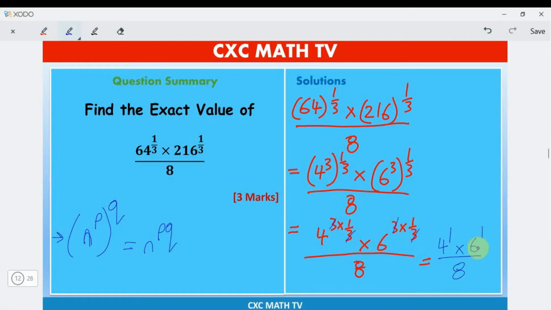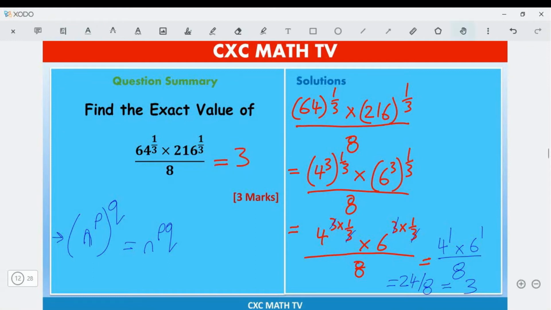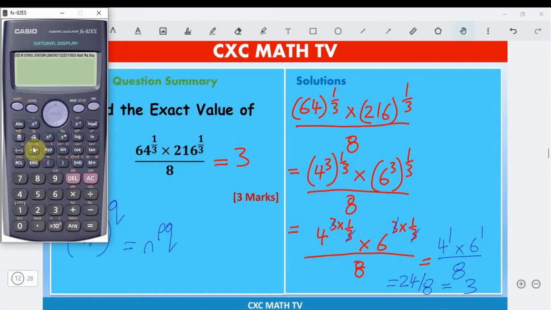4 times 6 is 24. So that works out to be 24 over 8. And 24 over 8 is 3. In other words, all of this works out to just be 3. Alright, using laws of indices. If you don't believe it, let's check it out in our calculator.